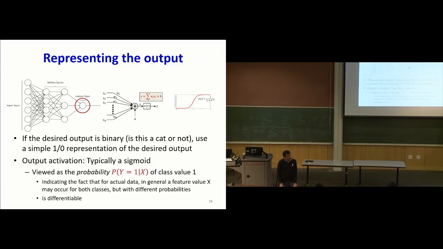The nice thing about the sigmoid is that it's differentiable, and it also captures the fact that for any specific value of x, in any realistic data set, you're going to see both labels, but one class of labels is going to be more frequent than the other. So this is a much more realistic way of representing the output than a simple threshold.